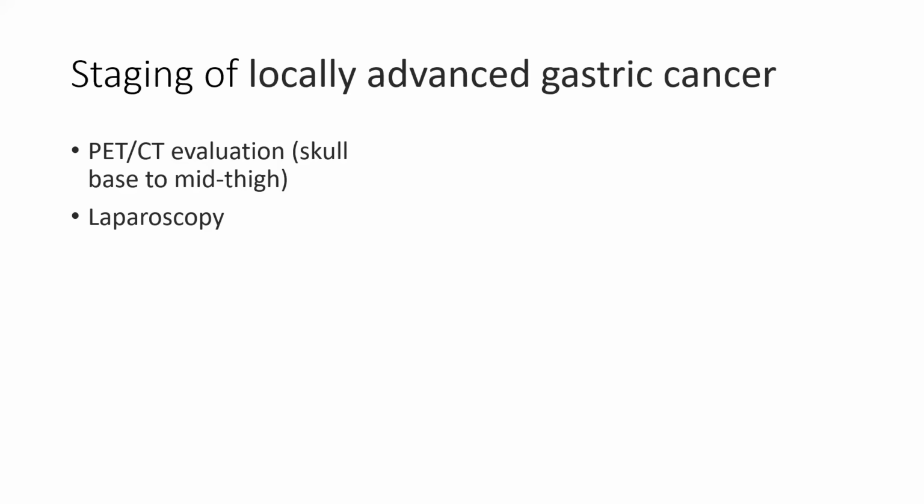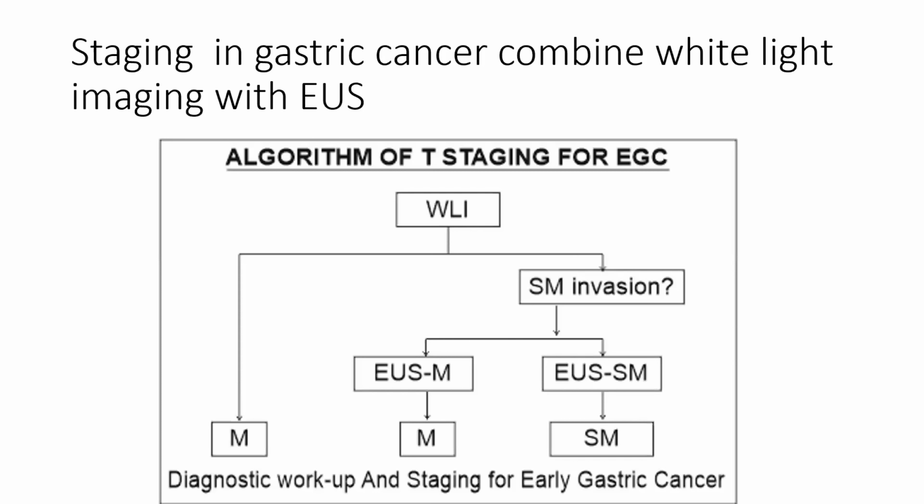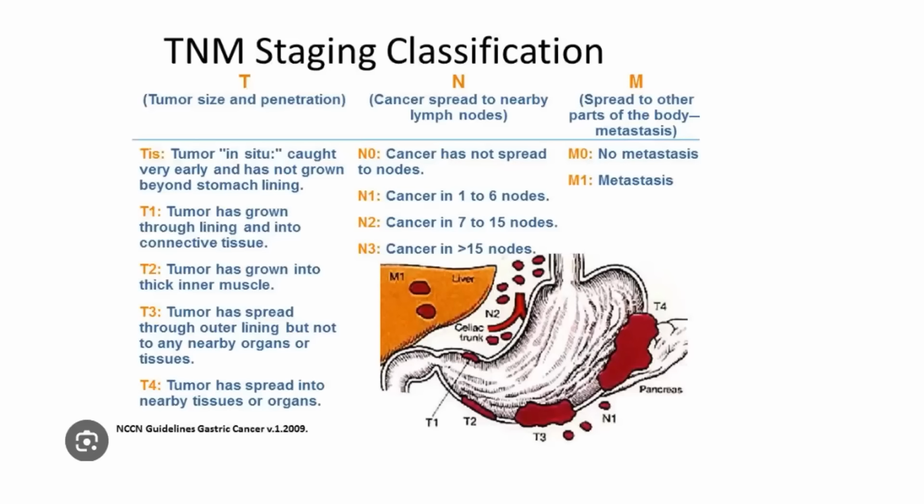Then staging in locally advanced gastric cancer. We can do PET scan, CT scan, skull base to mid-thigh. We can do laparoscopy in addition. But before that, what we are going to do is assess submucosal invasion, and we have to combine white light imaging with EUS. Sorry, this slide belongs to early gastric cancer. I brought it here, but I'm going now to advanced gastric cancer.